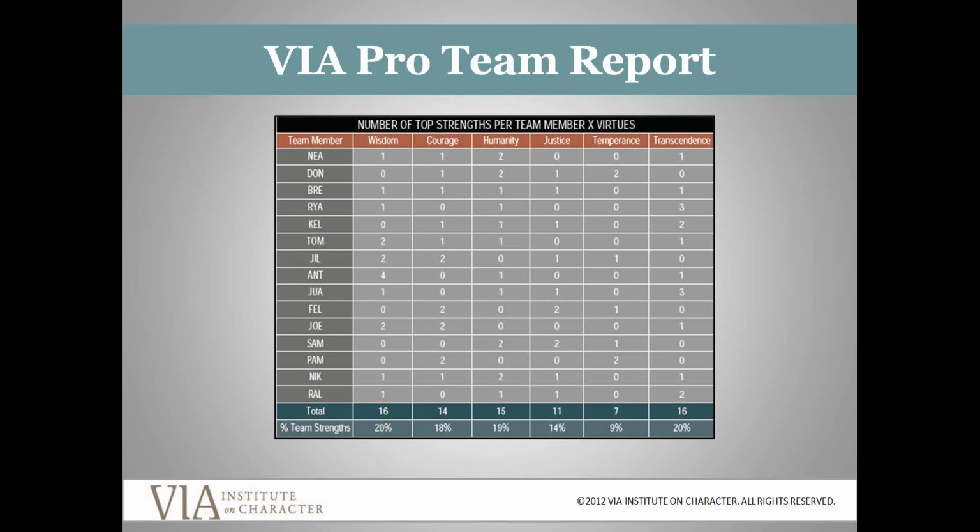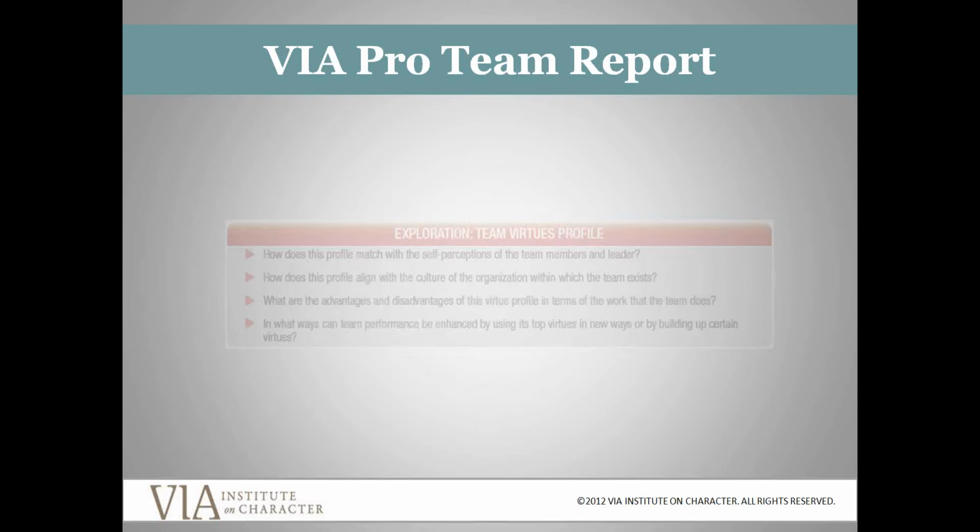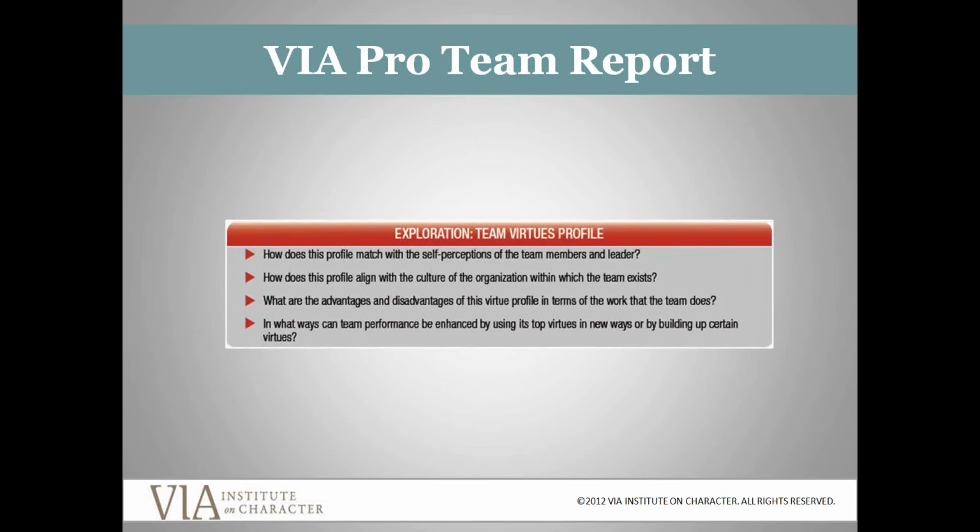This one shows how many top strengths each team member has in each of the virtue categories. Here we see that NEA has one top strength in the wisdom category and two in the humanity. At the bottom of this table, you see the percentages of the team's collective top strengths that fall in each of the virtue categories. Suggested questions for exploration follow, such as, what are the advantages and disadvantages of this virtue profile in terms of the work that the team does?